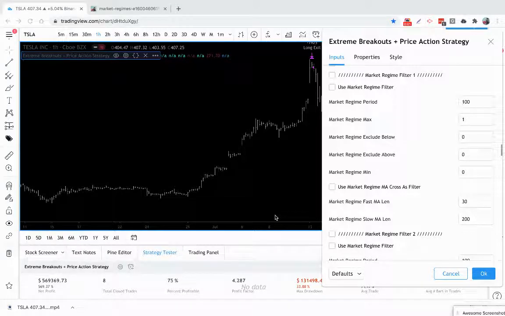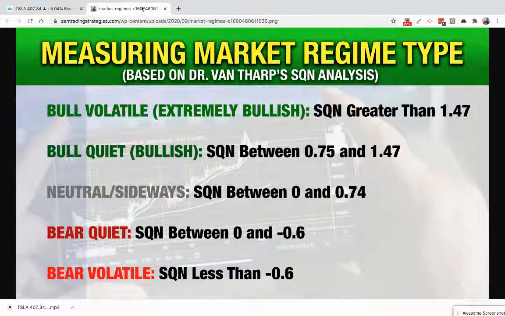In this tutorial video of the extreme breakouts and price action strategy, we're going to go over the market regimes. Market regimes are what allow you to define quantifiably bull markets, bear markets, and sideways ranging markets. Before we go into this, I do have this to show you. It's also on our tutorial area, where you can read it over and look at it. But just know that these settings are what will give you the type of markets that we just talked about.